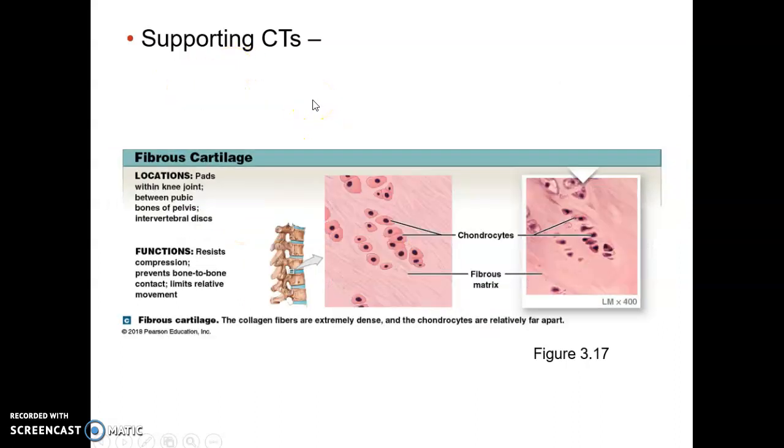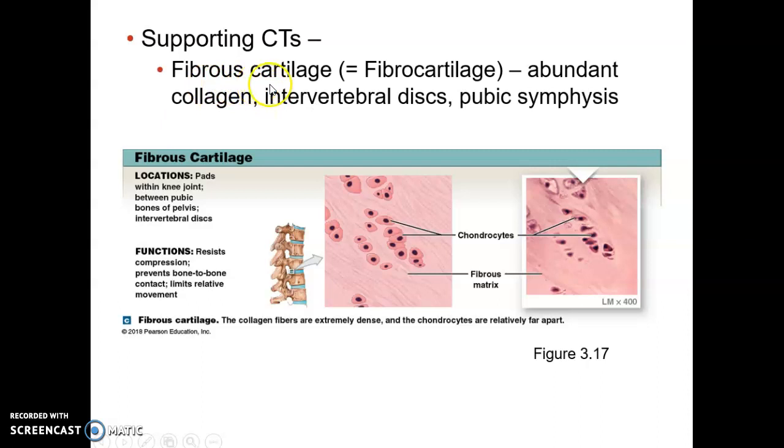Okay? And then fibrous cartilage, also called fibrocartilage. Similar structure in the sense that there are chondrocytes within lacunae. They secrete the extracellular matrix. A superabundant amount of collagen that gives this type of cartilage high strength. And it's found in our intervertebral discs.